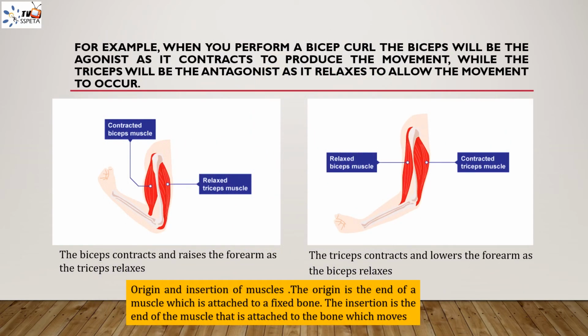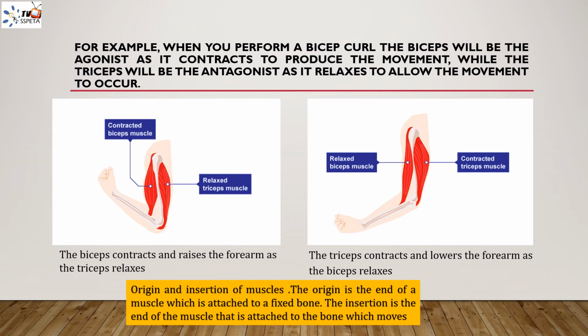So let's have a look at the diagram to be more explicit about the explanation. For example, when you perform a bicep curl, the biceps will be the agonist as it contracts to produce the movement, while the triceps will be the antagonist as it relaxes to allow the movement to occur. So these two diagrams demonstrate what we have been talking about.